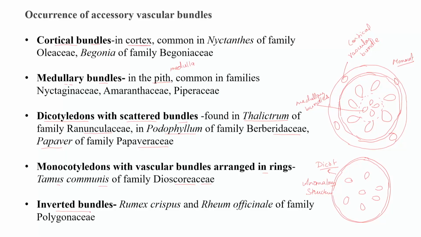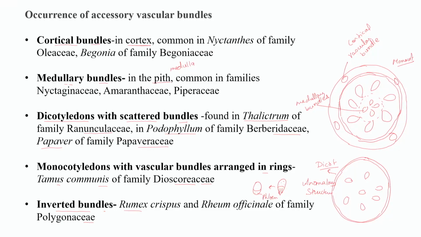Similarly, inverted bundles could also be present. Inverted means the position of phloem is inverted as compared to xylem. Normally xylem is found on the inner side and phloem is found on the outer side. But if that condition reverses and phloem is found on the inner side, that condition is also not normal, so that is also found. In Rumex species of family Polygonaceae, this type of inverted vascular bundle is observed.